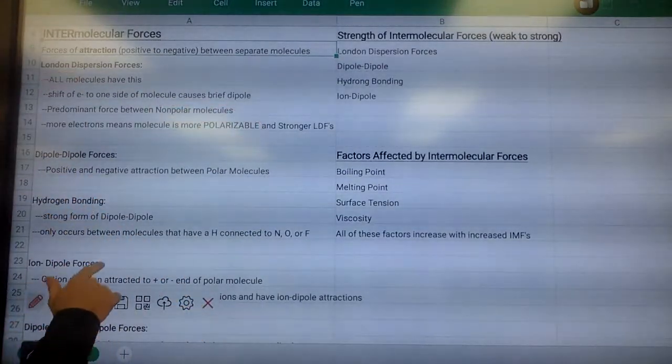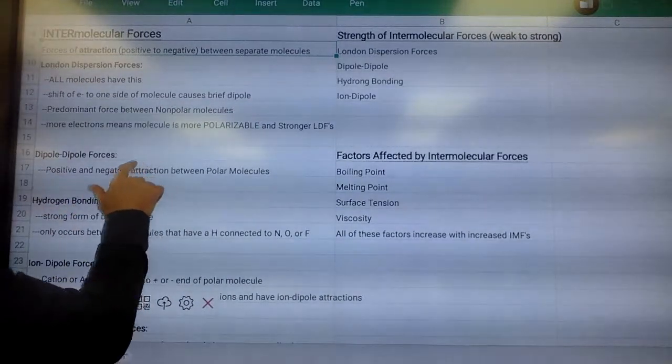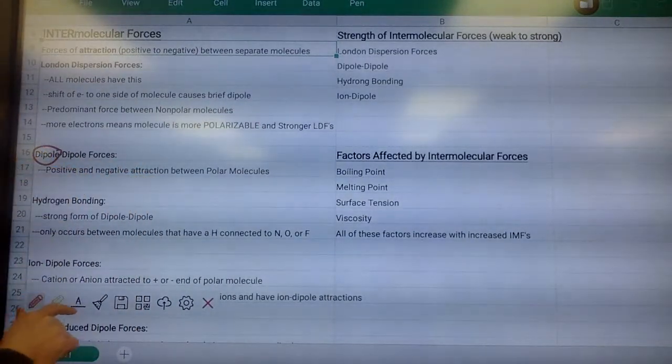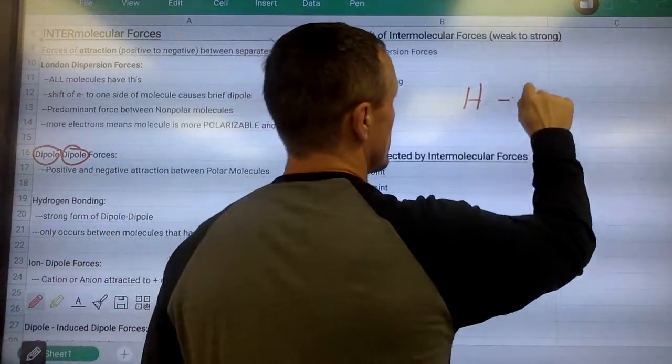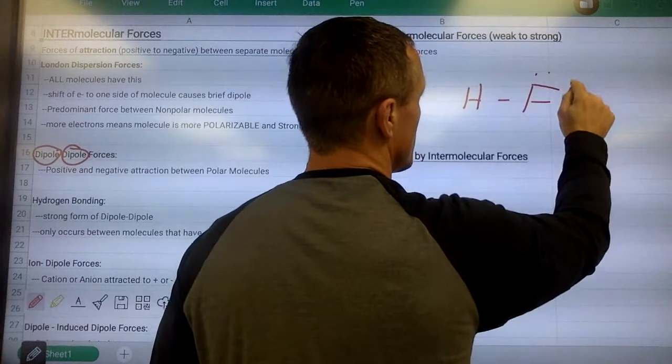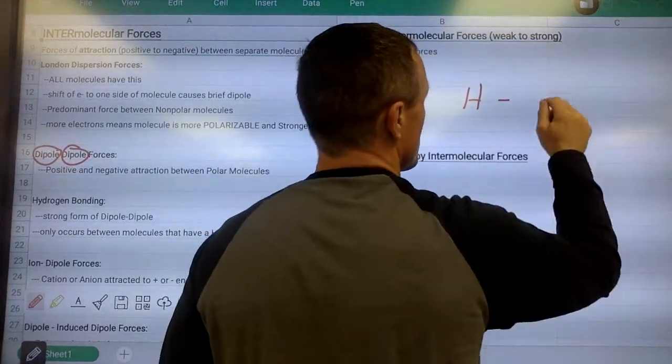Next one, dipole-dipole, just means you have a polar molecule and a polar molecule. So if we have, like, actually, I'm going to change that.